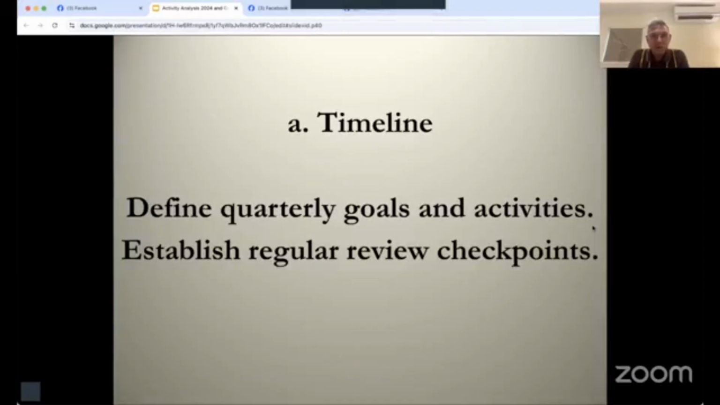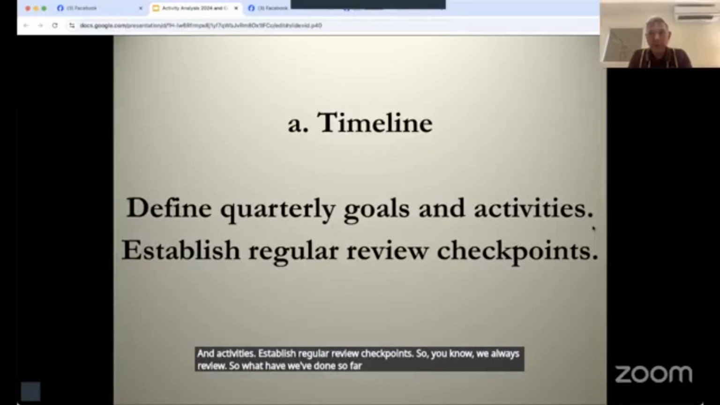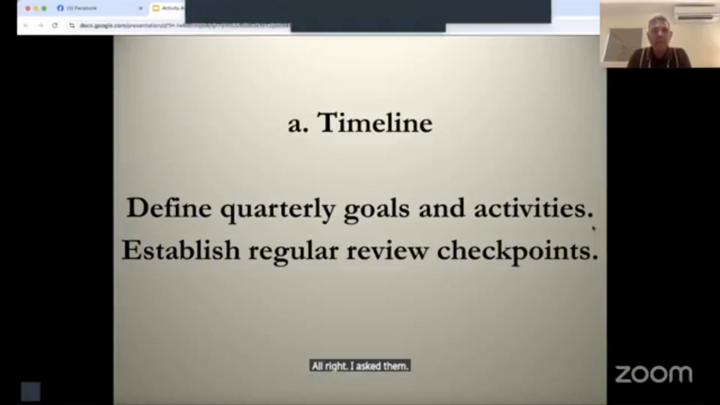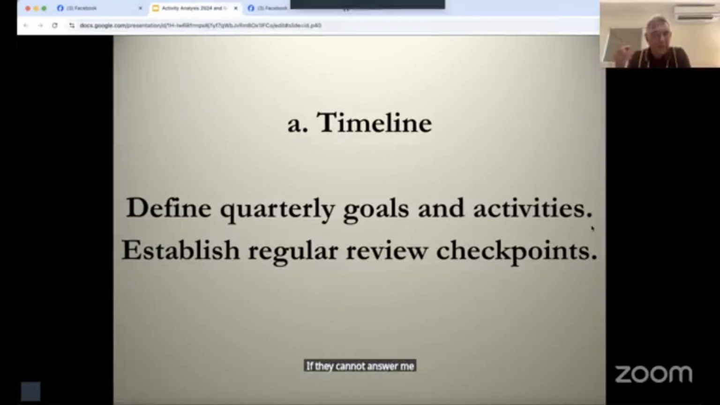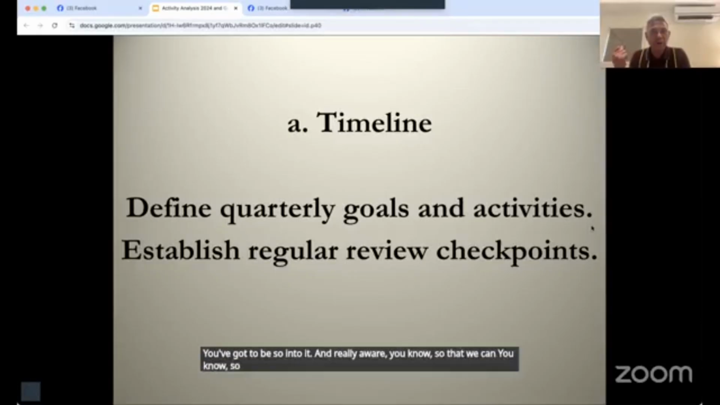Timeline. Define quarterly goals and activities. Establish regular review checkpoints. So, we always review. So what have we done so far? If this was our goal in the beginning, we review that. So where are we? Well, it's still pending. So it's pending, but we are aware. You've got to be aware all the time of where you're at exactly. I ask them, what are the 10 top listings? What are our 10 top clients? If they cannot answer me immediately, that means they're not on top of it. You got to be so into it and really aware, so that we know and we are very efficient. Next slide.